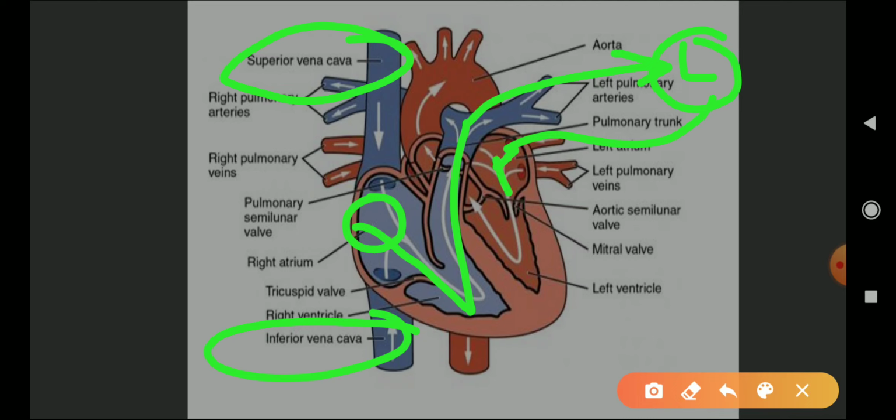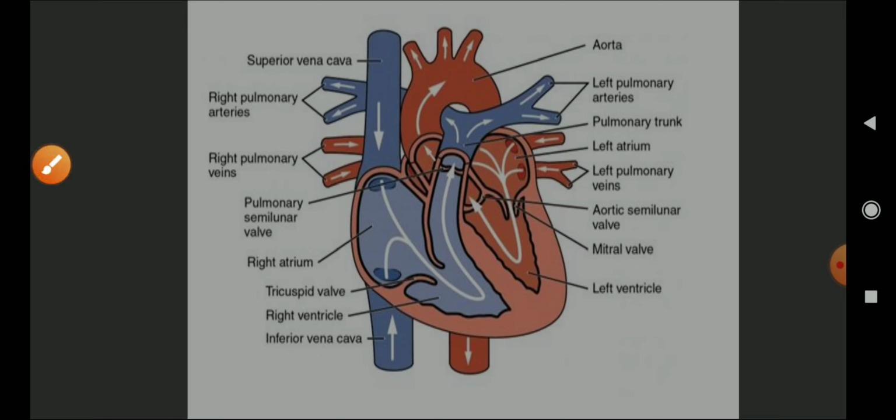From the left auricle it enters the left ventricle, and from the left ventricle it comes out through the aorta to the different parts of the body. So this is the internal flow of blood occurring inside the heart. We'll see it one by one.